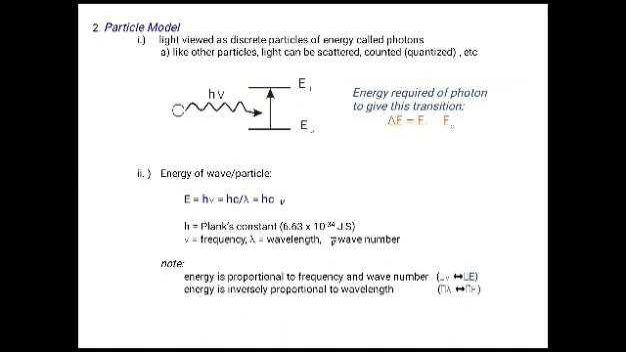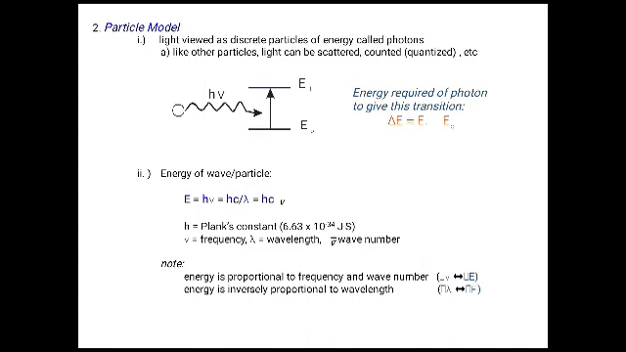Then the particle model of the electromagnetic radiation. We have seen the wave model. Now the particulate model of the wave. So light is viewed as discrete particles of energy, that is the photons. Like other particles, light can be scattered or counted.